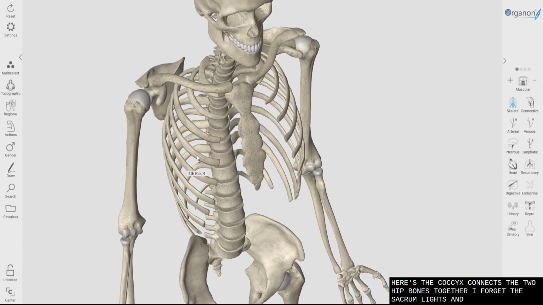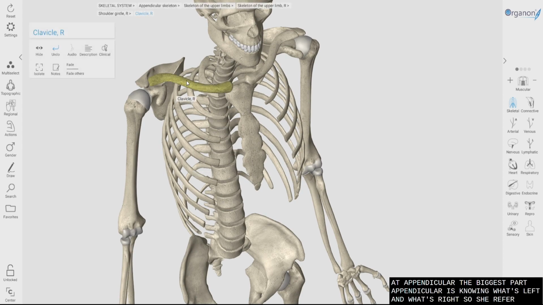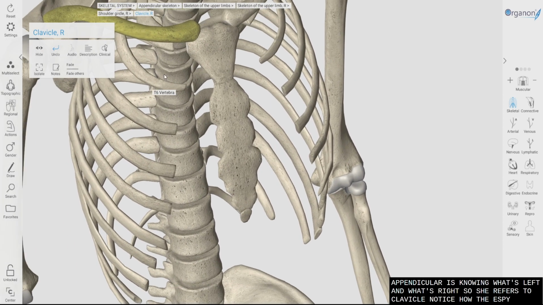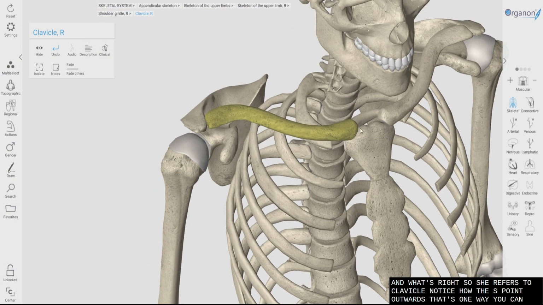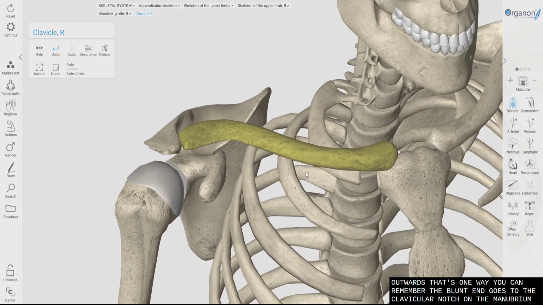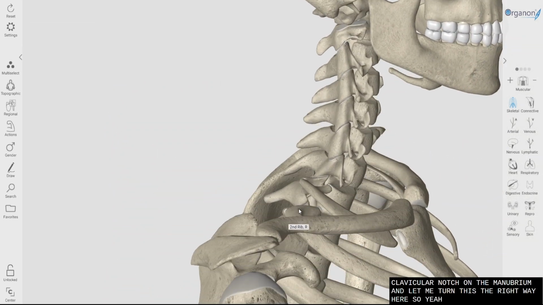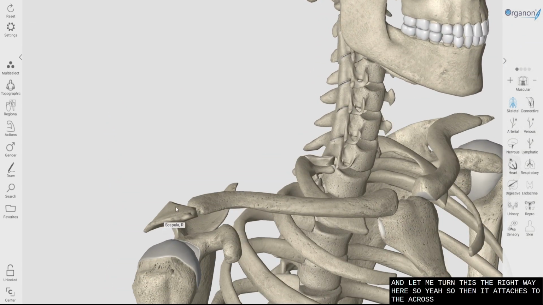All right, so now we can look at appendicular. Now, the biggest part of appendicular is knowing what's left and what's right. So here first, the clavicle. Notice how the S points outwards. That's one way you can remember. The blunt end goes to the clavicular notch on the manubrium. And let me turn this the right way here. So yes, then it attaches to the acromion process of the scapula right here.